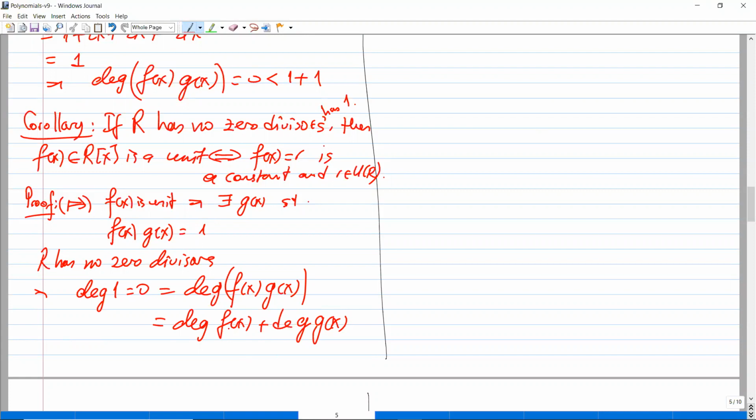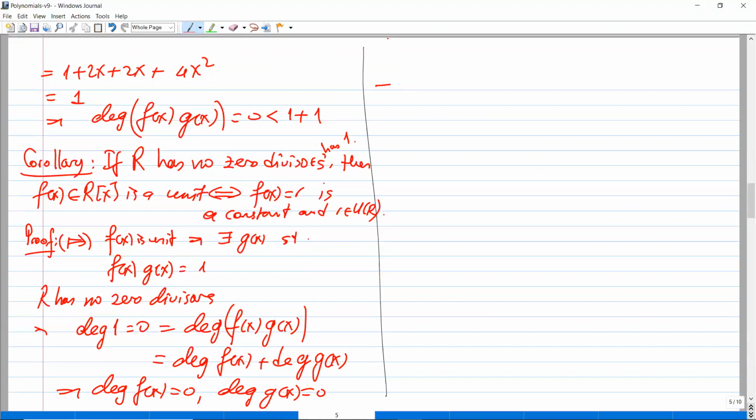This implies that, since f of x is not a zero polynomial because it's a unit, the degree of f of x is 0 and the degree of g of x is 0, so that f of x is some constant r, and g of x is another constant s. So they are constant polynomials, and 1 is equal to r times s, so that r is a unit in the ring R.